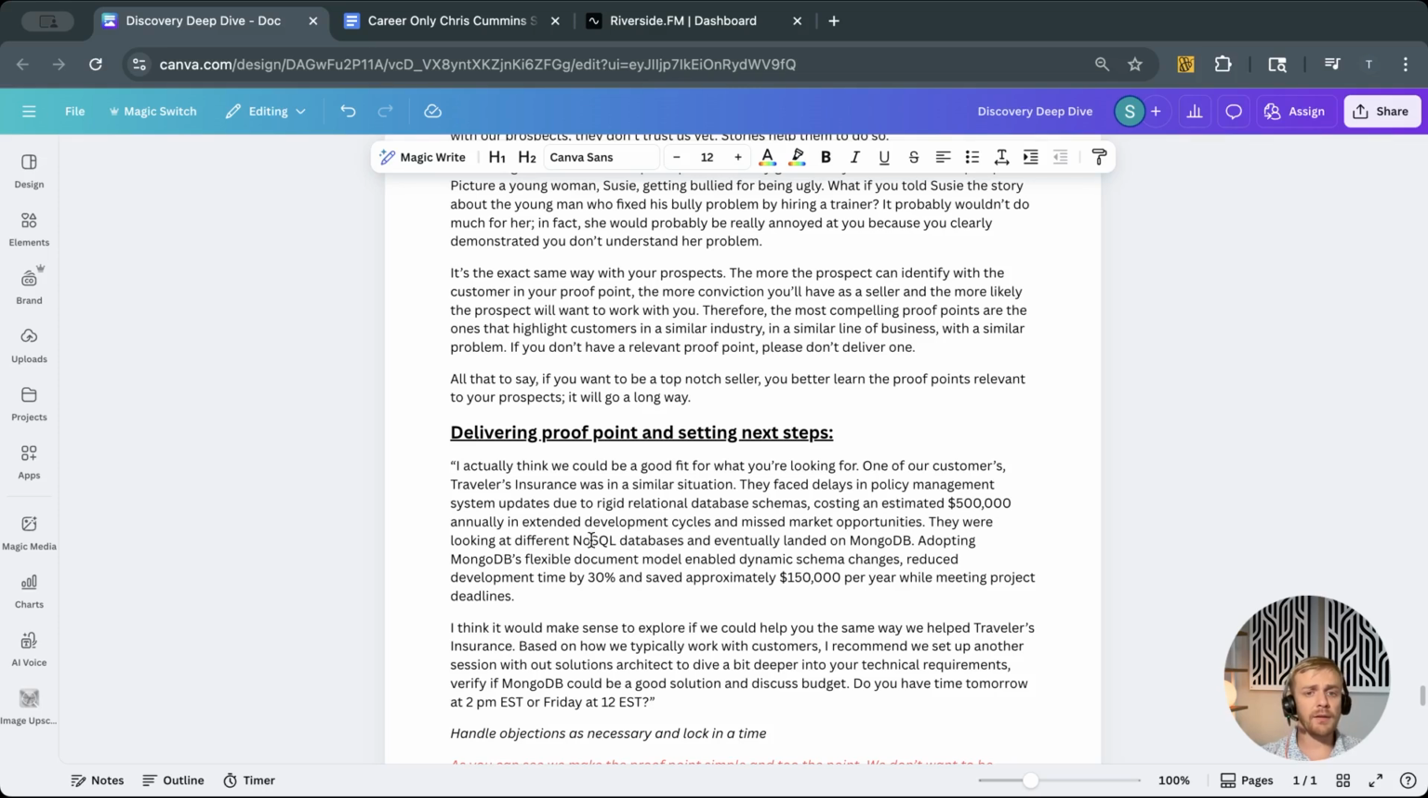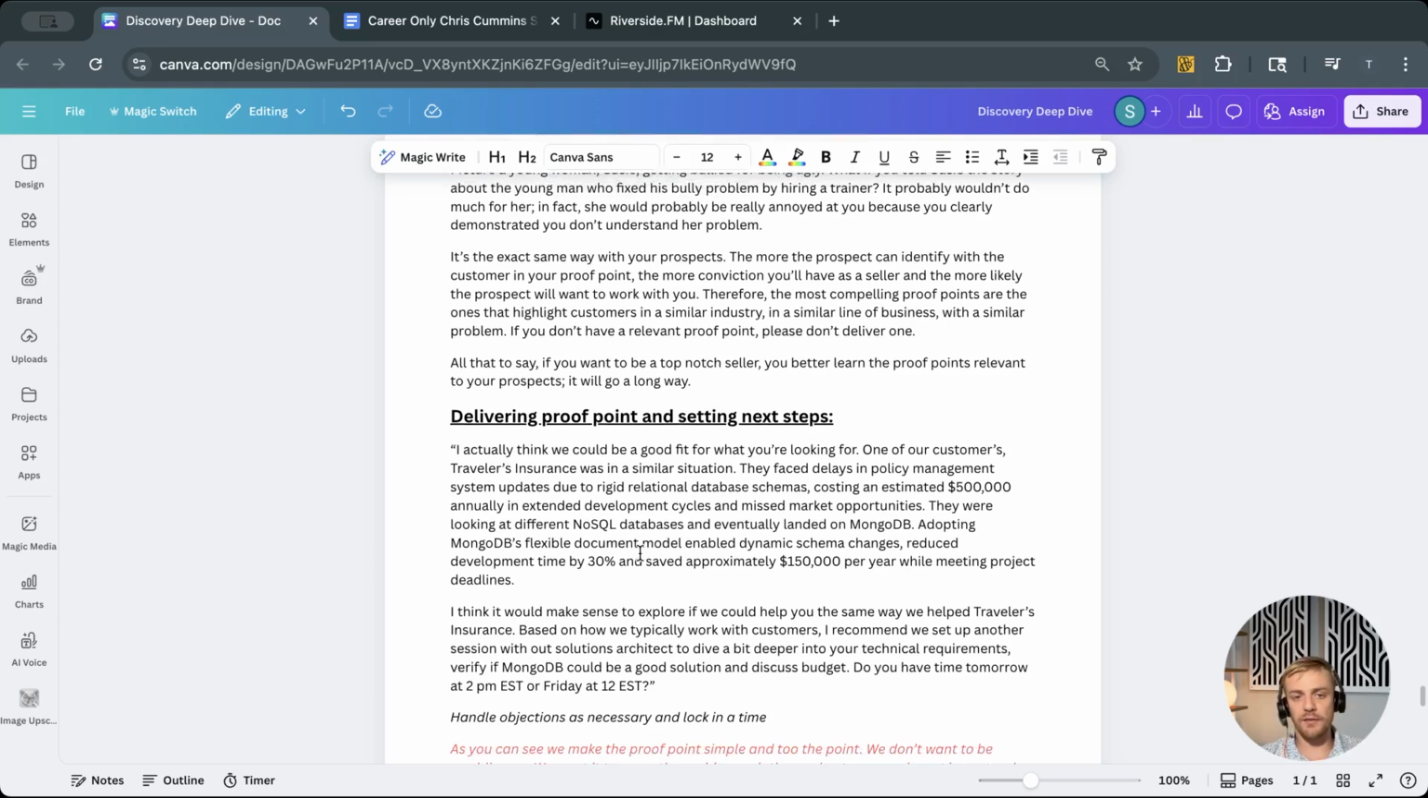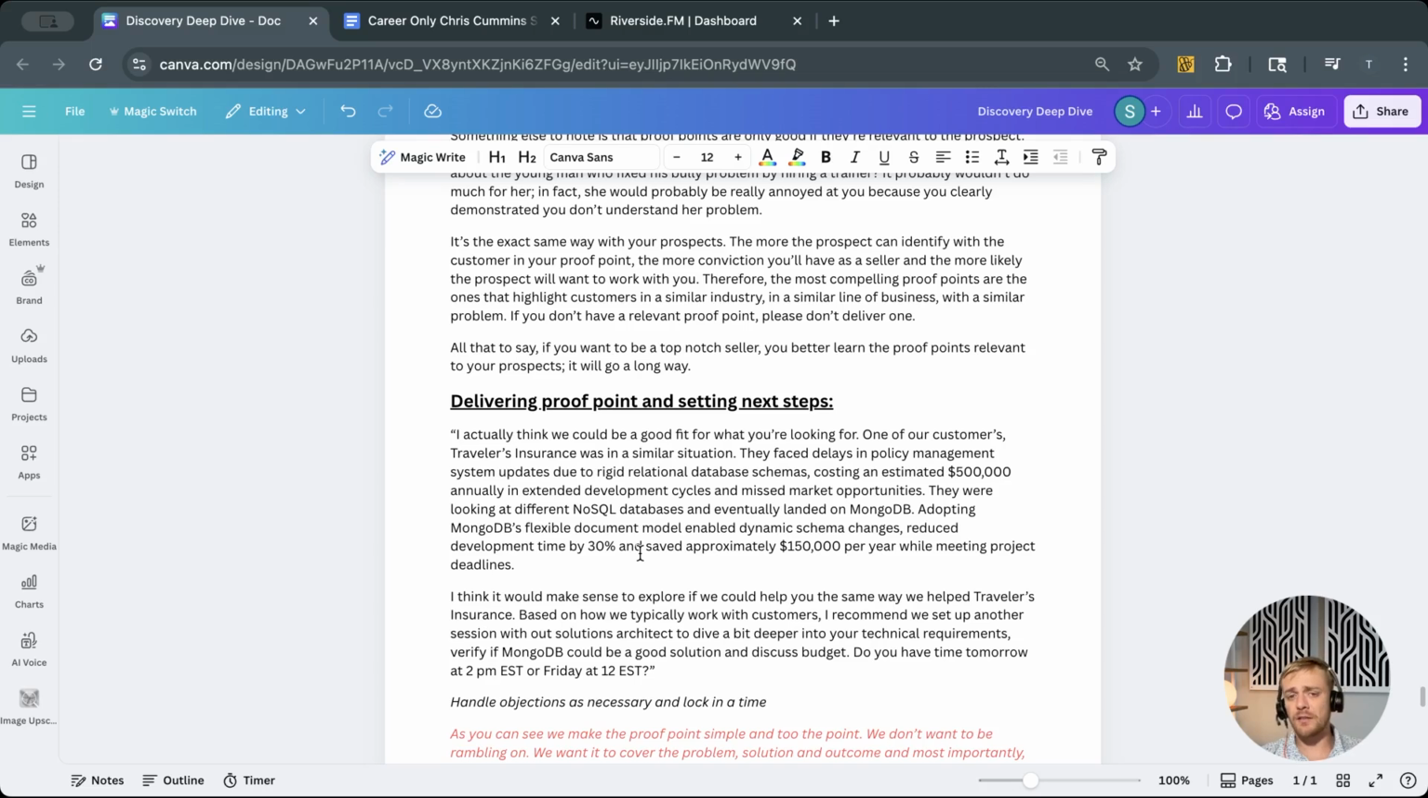And by adopting MongoDB's flexible document model, it enabled dynamic schema changes, which reduced development time by about 30% and saved approximately $150,000 per year while helping them meet project deadlines. And so I actually think it would make a lot of sense if we could at least explore if we could help you the same way we helped Travelers.